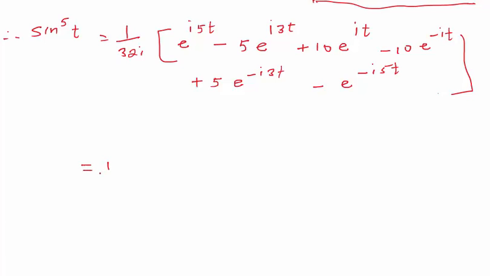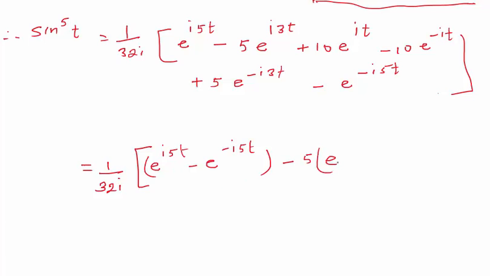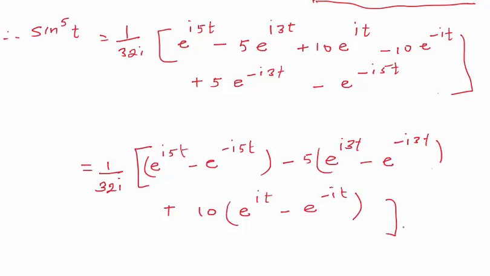Now this is equal to 1 upon 32i, e power i 5t and e power minus i 5t, this I will write together. Then I have minus 5 times e raised to i 3t minus e raised to minus i 3t, plus 10 times e raised to it minus e raised to minus it.